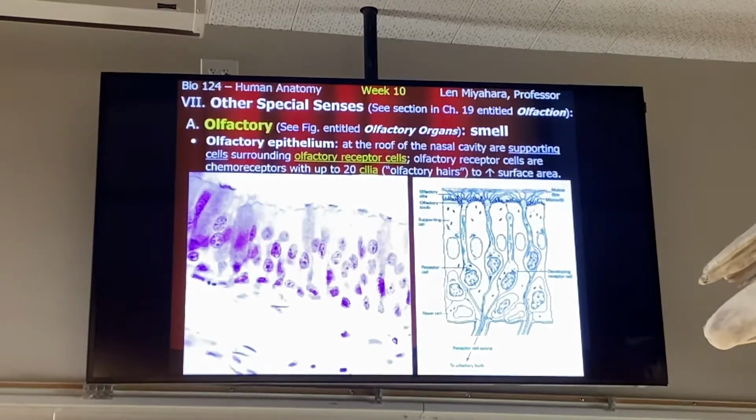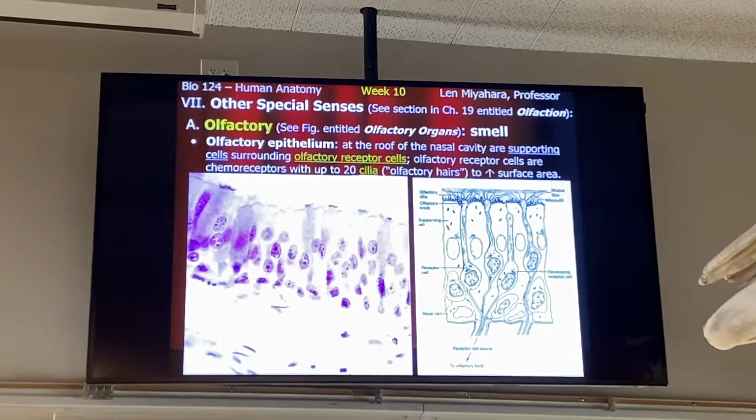All right, olfactory sense. Again, this picture, and a lot of things on the internet are like this, is upside down. Olfactory epithelium is on the roof of the nasal cavity, not the floor. The free space should be on the bottom. Everybody got it? Here you're going to have chemoreceptors.